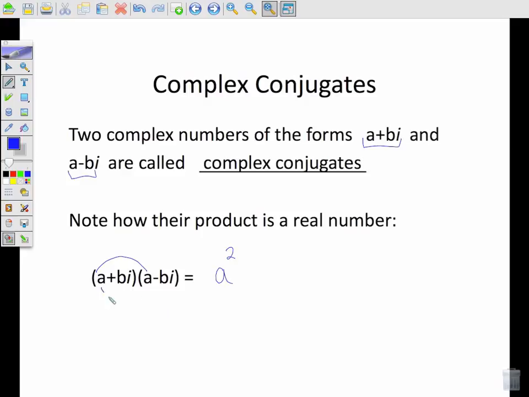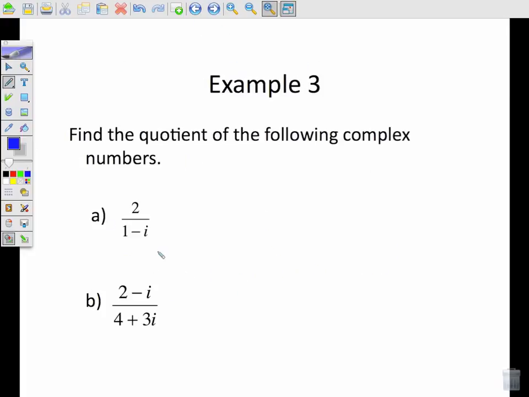You have a squared. The two middle terms, minus abi plus abi, will always cancel. You have minus b squared i squared. What we know about i squared is that it will change the sign, so it's a squared plus b squared. That's the result of multiplying a number times its complex conjugate.